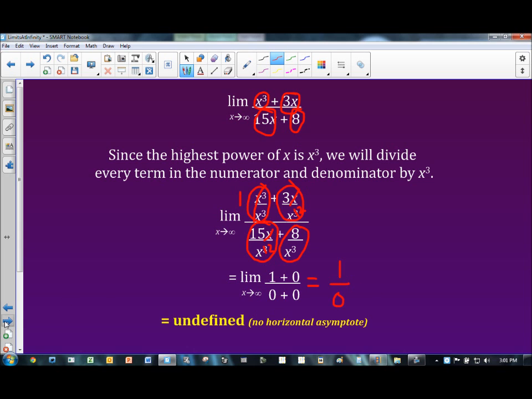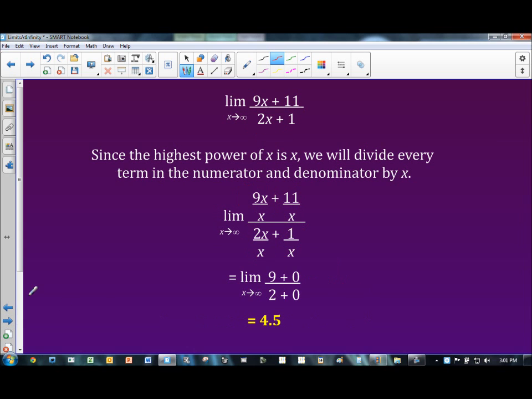And then moving on to the last one, which I called h of x. I've got 9x plus 11 over 2x plus 1. And so the highest exponent of x I have is x to the 1. So I'm going to divide every term by x to the 1. 9x becomes 9x over x. 11 over x. 2x becomes 2x over x. And 1 becomes 1 over x.